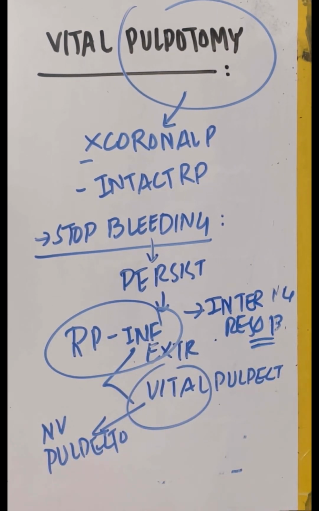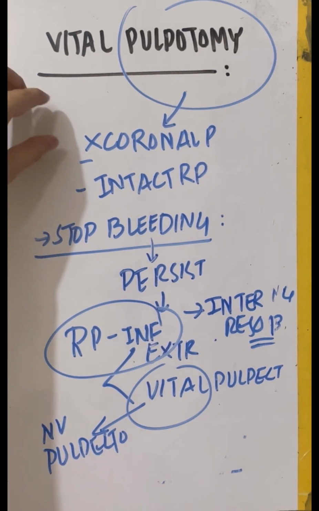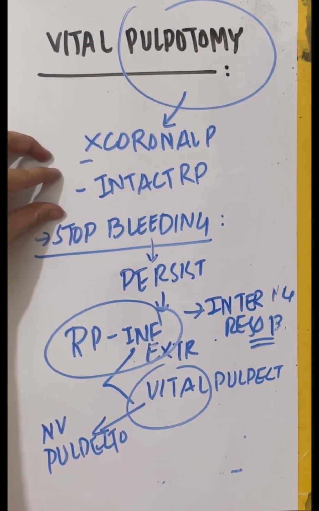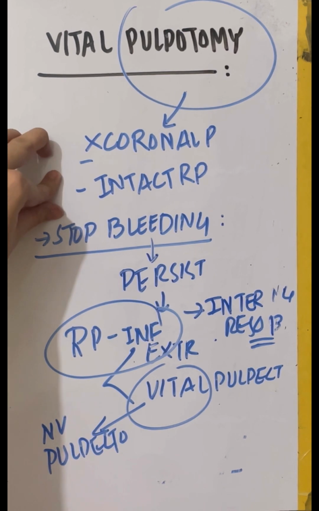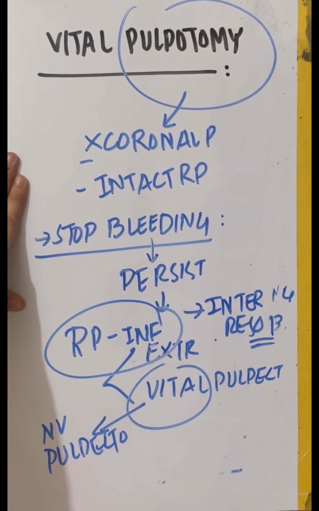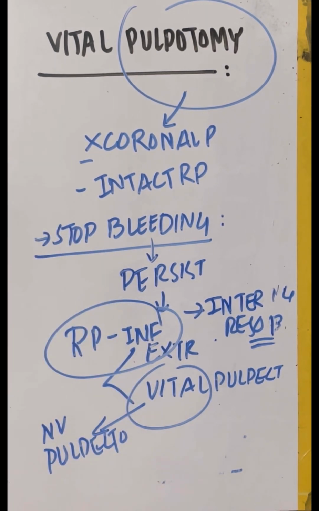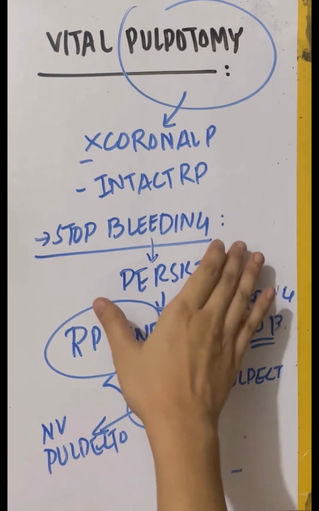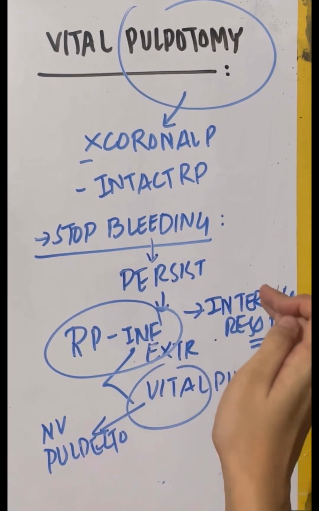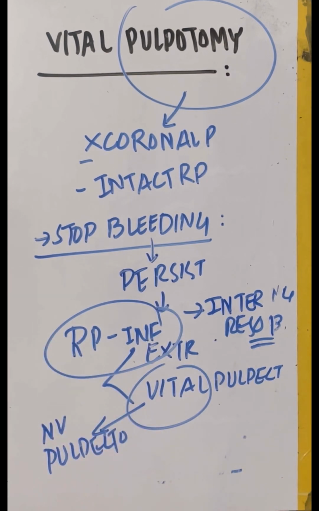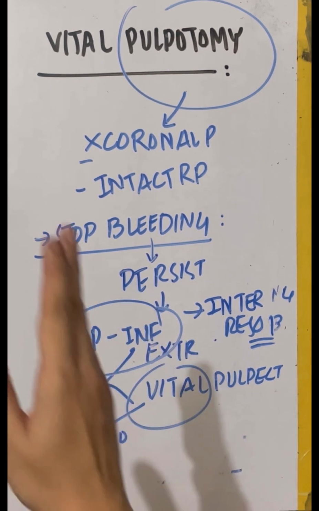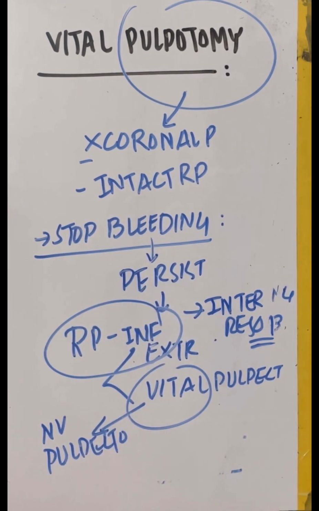So, vital pulpotomy means that we are removing the coronal pulp, leaving the intact radicular pulp behind. And the first step that we perform is to stop the bleeding. And when we try to stop the bleeding and it is persistent, that means that the radicular pulp is involved. If the radicular pulp is inflamed, we have to go either for extraction or vital pulpectomy. But if we do not go for either of these and we go for pulpotomy, then the chances are that internal resorption will occur.